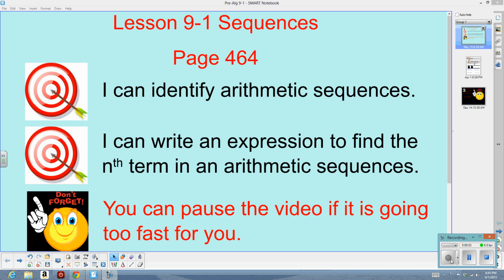In Lesson 9.1, you will identify arithmetic sequences as well as write an expression to find the nth term in an arithmetic sequence.